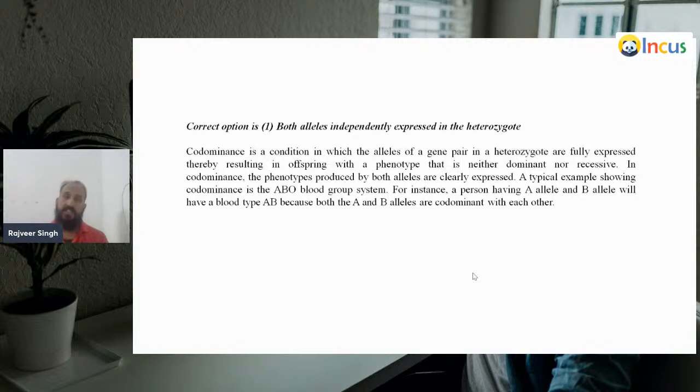Codominance is a condition in which the alleles of a gene pair in the heterozygotes are fully expressed, thereby resulting in offspring with a phenotype that is neither dominant nor recessive. In codominance, the phenotypes produced by both alleles are clearly expressed. A typical example is the ABO blood group system. For instance, a person having the A allele and B allele will have blood type AB because the A and B alleles are codominant to each other. That is why this is our answer.